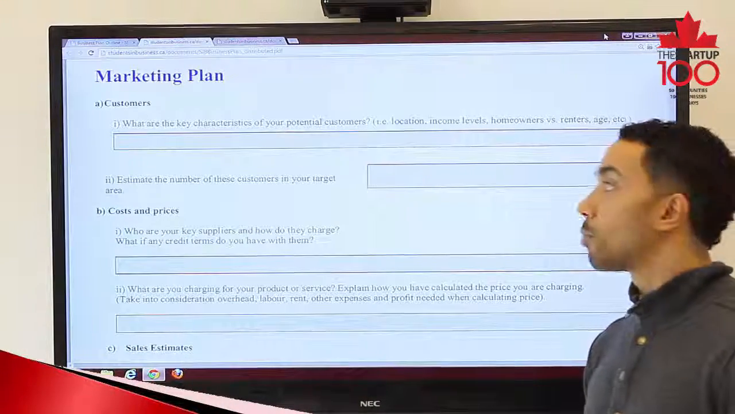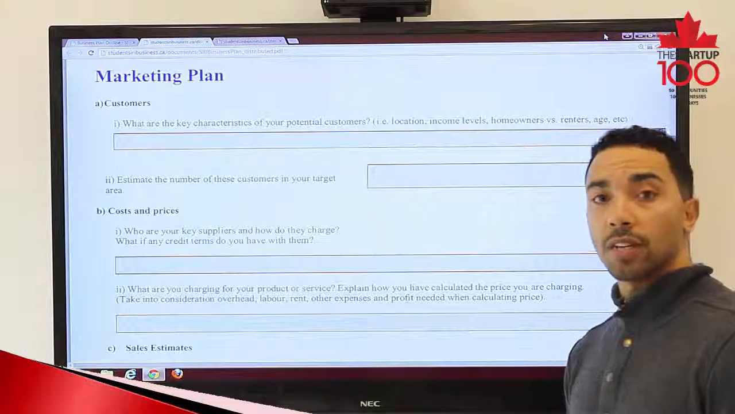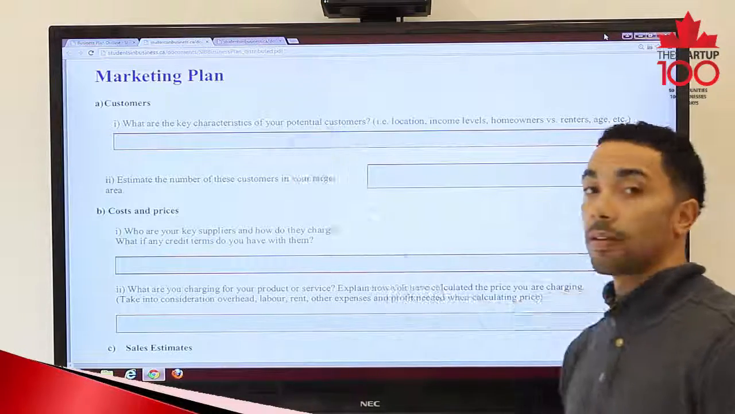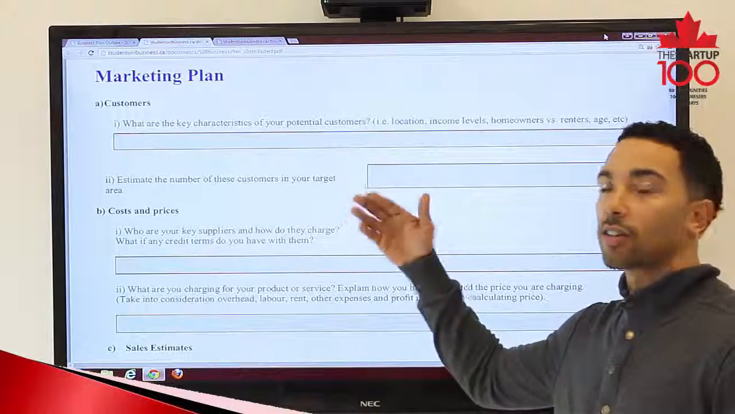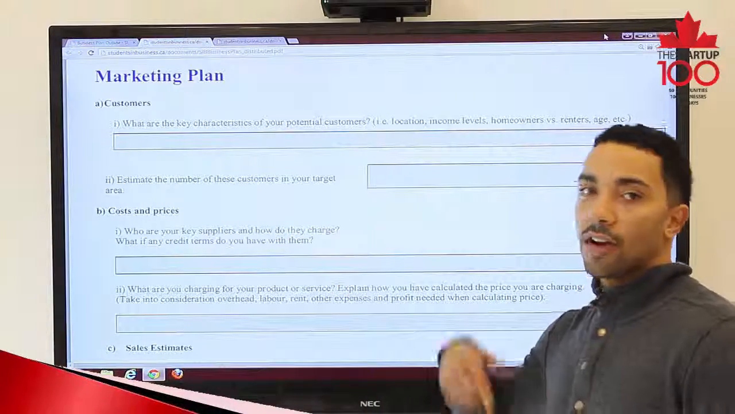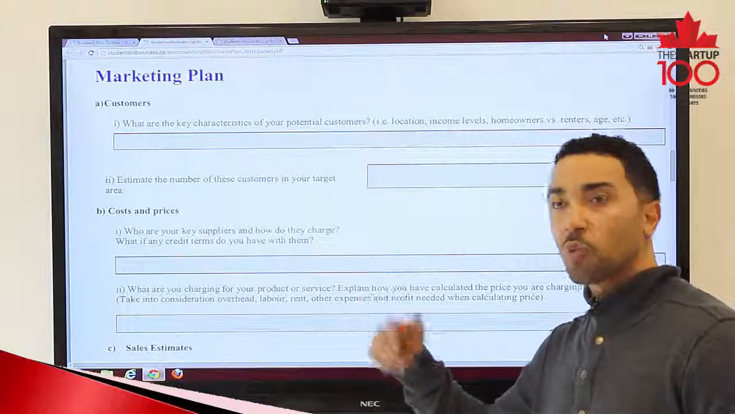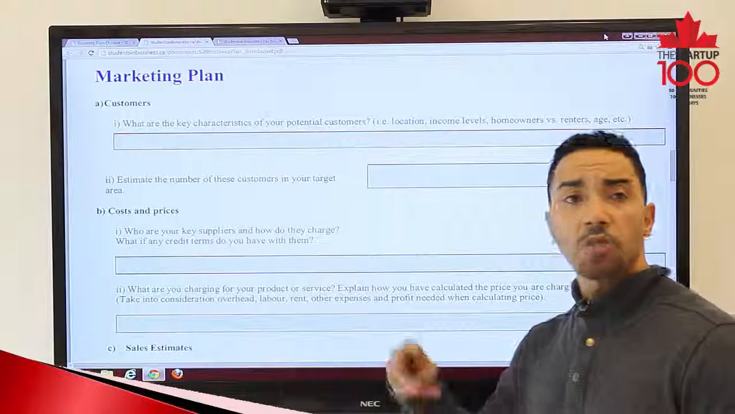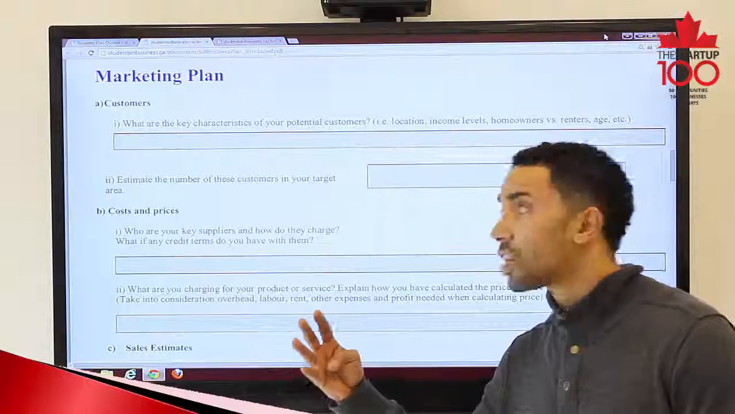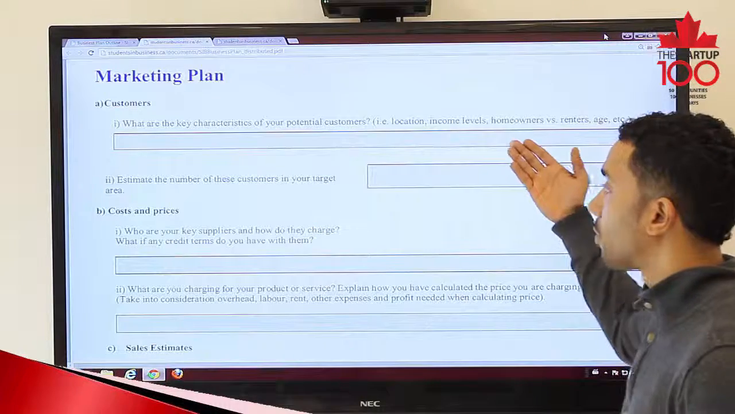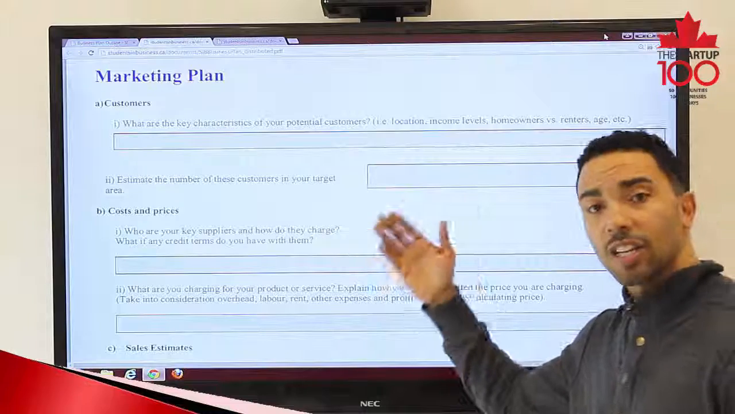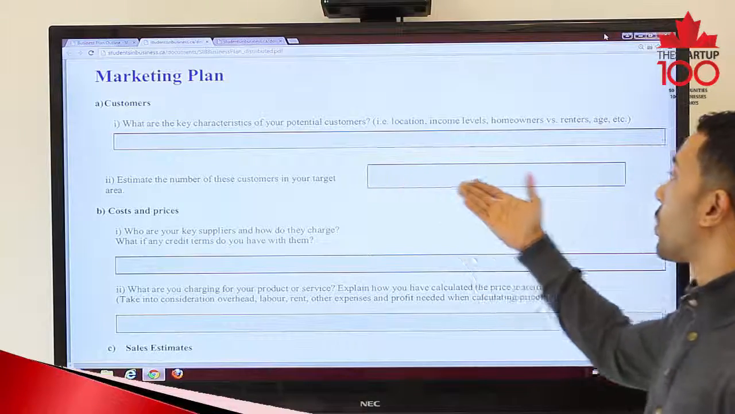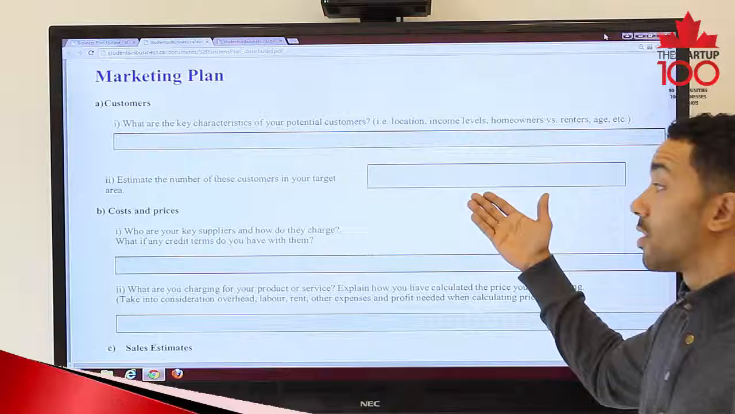Today we're here to talk about the second part of the Student and Business Plan template, the marketing plan. Part A, customers. What are the key characteristics of your customers? Are they homeowners? Where are they located? How much money do they make? Etc., etc. That's what we're looking for here. Part 2, estimate the number of these customers in your target area. You want to know the number of customers in your target area.